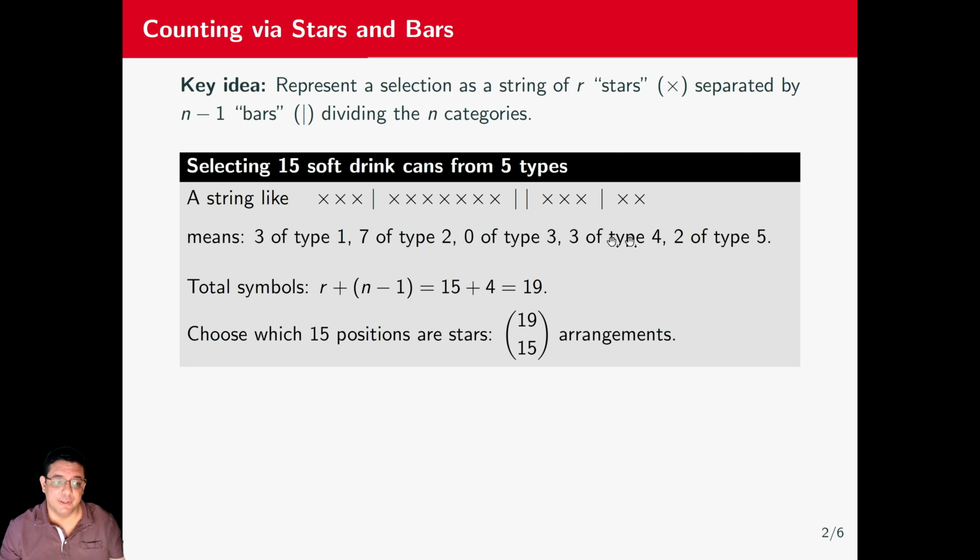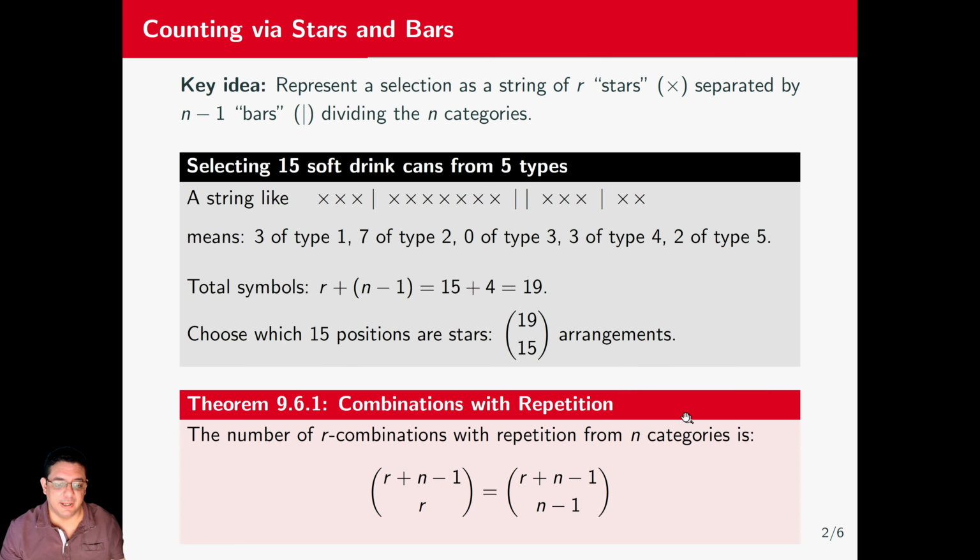The total number of symbols can be given by R plus n minus 1, which in this case is 15 plus 5 minus 1, so a total of 19. And we choose which positions are going to be the stars. So in general here, out of the 19, we're picking 15.